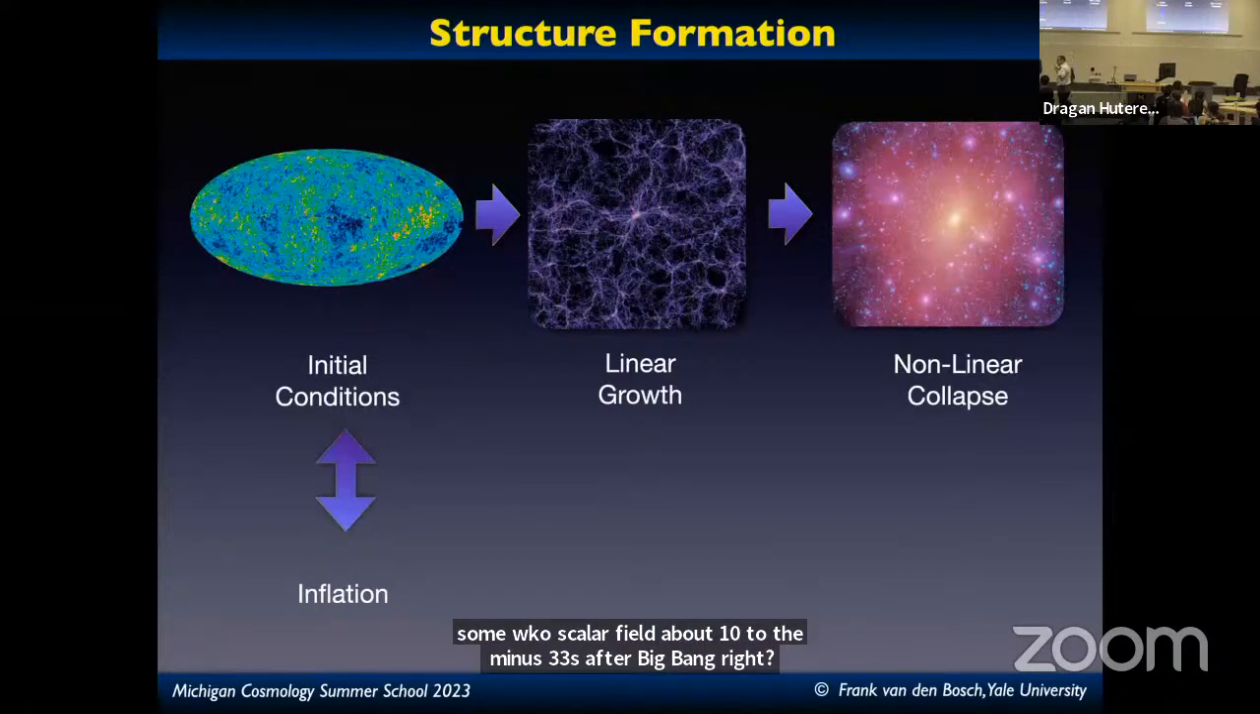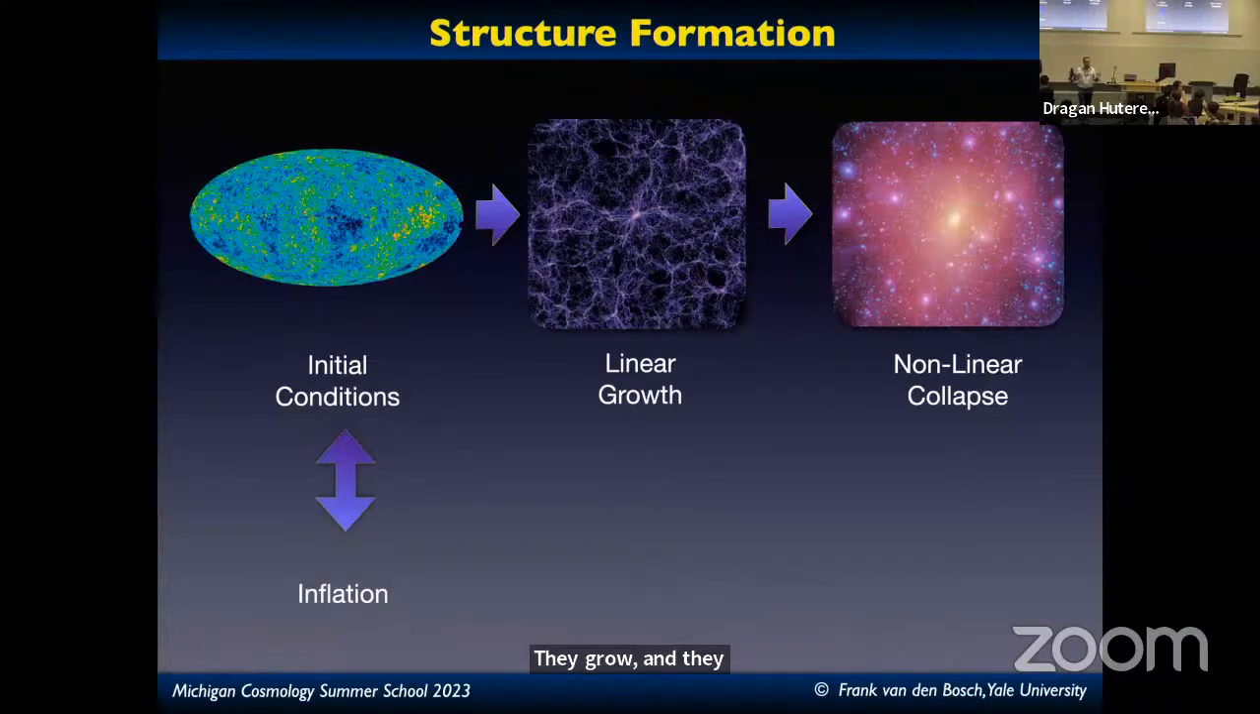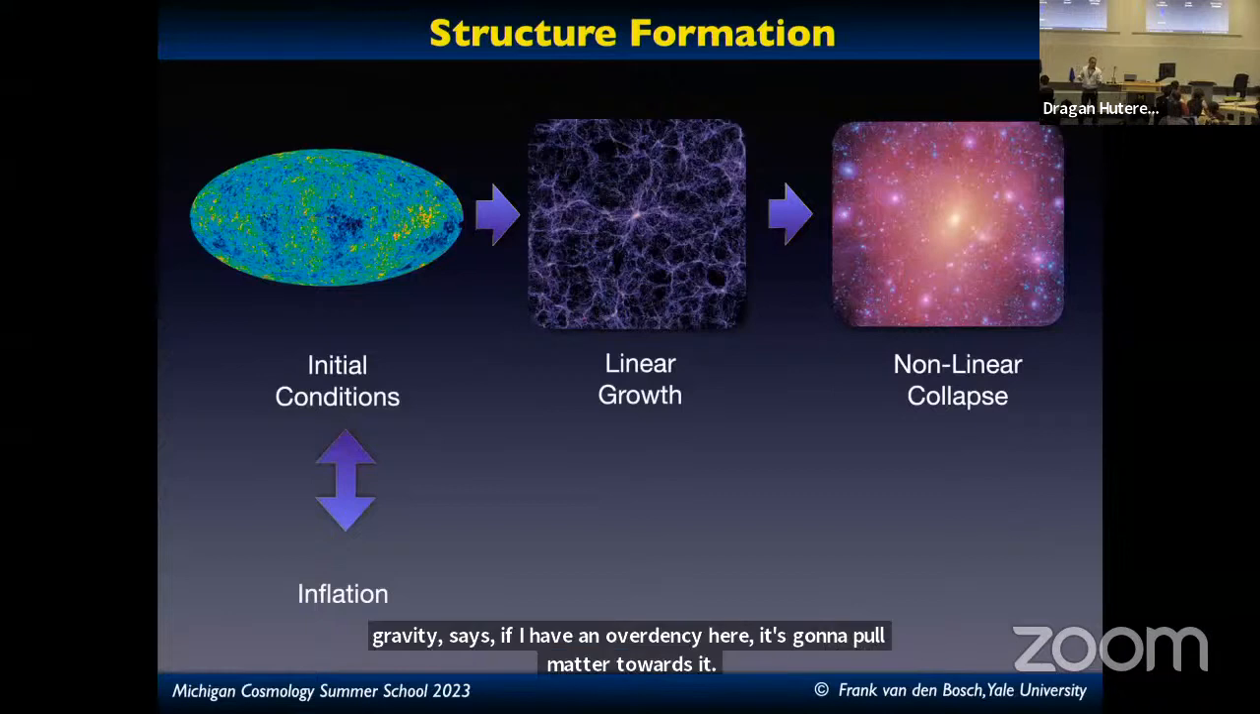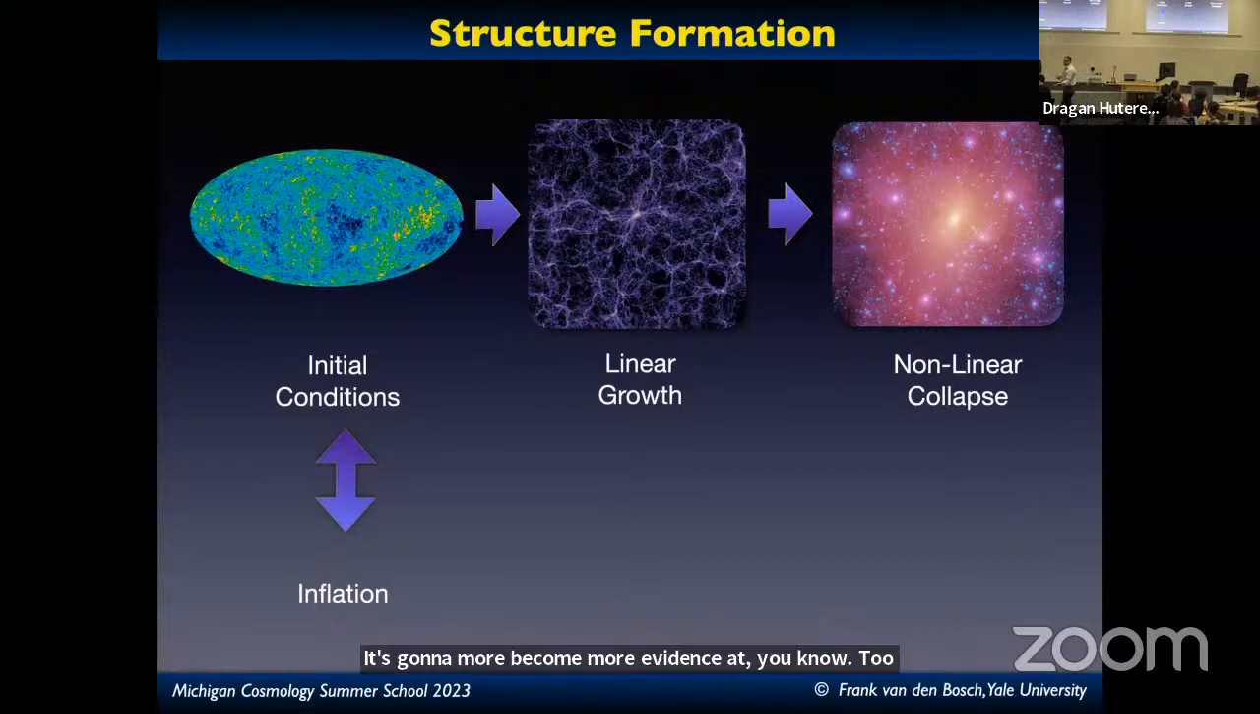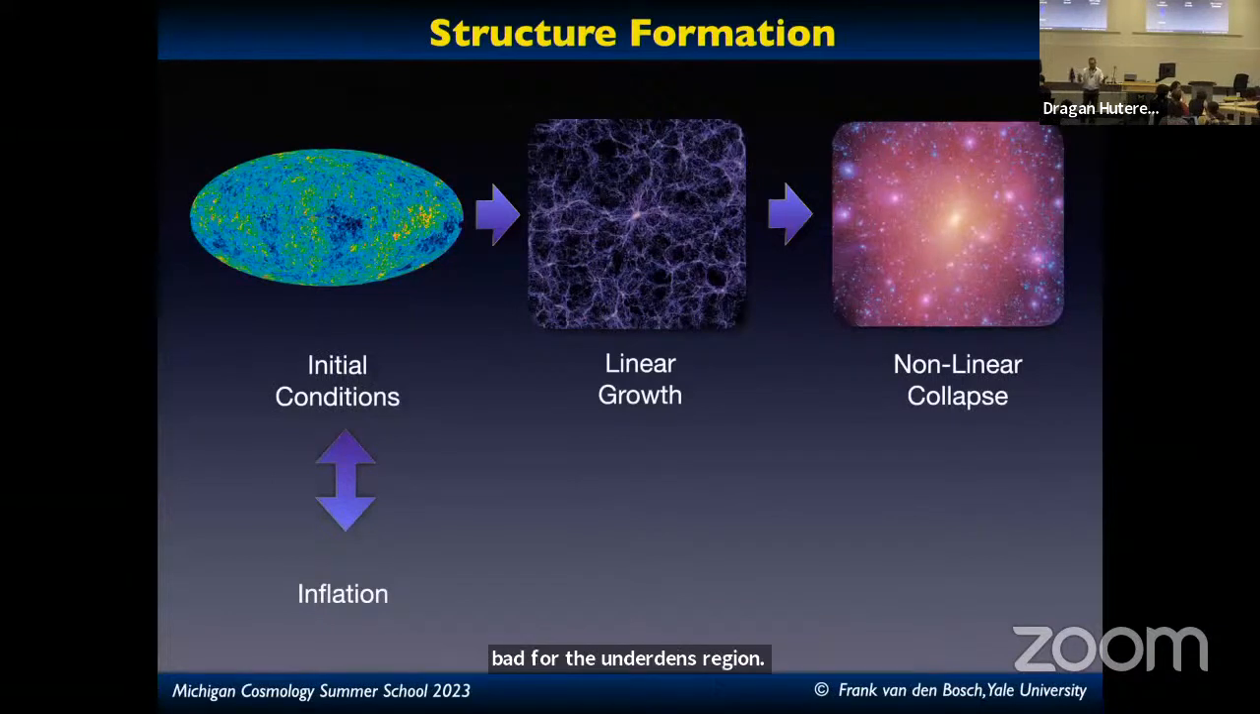These fluctuations, which we can see in the cosmic microwave background, grow very simply by gravity. Gravity says if I have an overdensity here, it's going to pull matter towards it and become more overdense. Too bad for the underdense region, which is going to lose matter and become more underdense. It's like capitalism: the rich get richer, the poor get poorer. It's just that here gravity is doing the work.